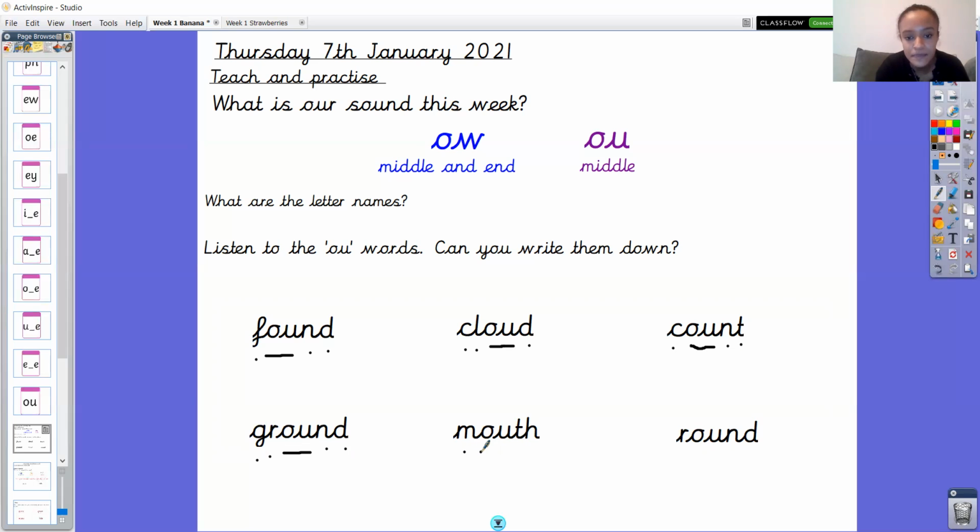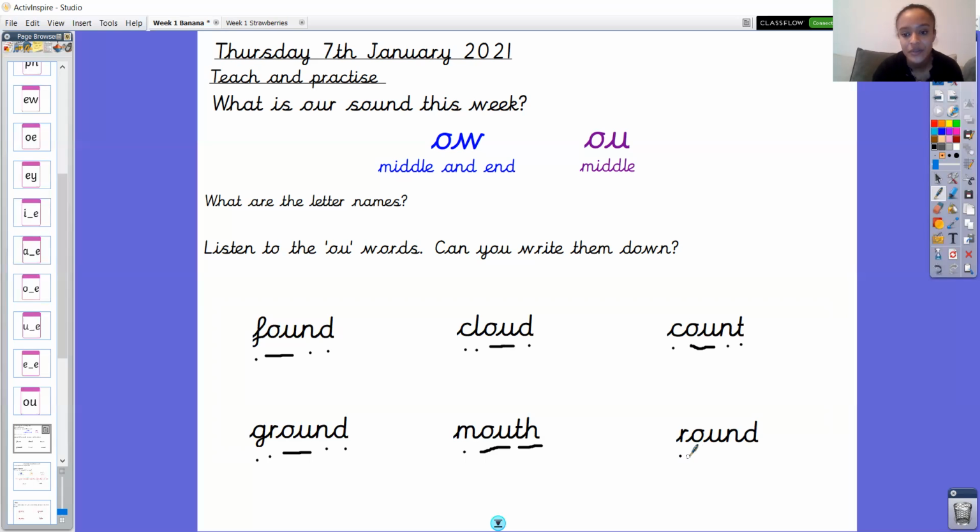Right, let's move on to mouth. I have to use my 2 hands. Ow, mouth. Now, what do you notice about that word? I'm hoping that you notice that there are 2 digraphs in that word, so only one single sound, which is that, and the ow is a digraph and the th is a digraph. Fantastic, and let's move on to the last one.